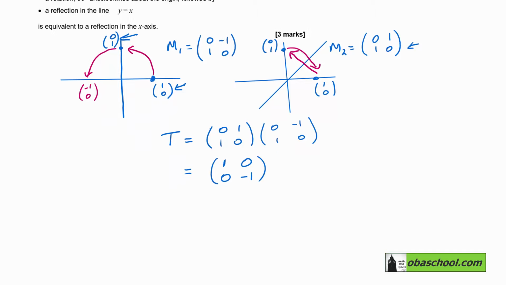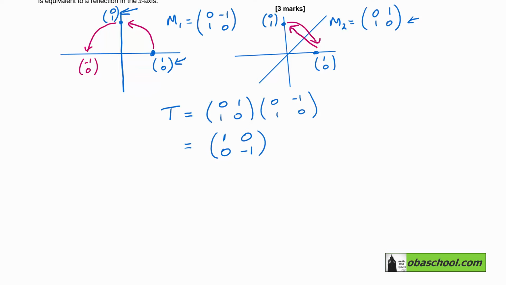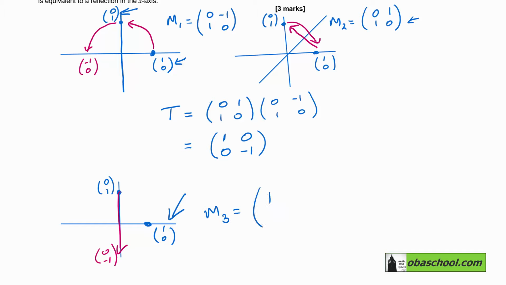Now let's consider what happens when we reflect in the x-axis. So there's 1, 0, here's 0, 1. This one will stay exactly where it is because it's on the mirror line. This one will reflect across down here to 0, negative 1. And therefore the matrix for this one, which we'll call M3, is 1, 0, 0, negative 1, which is the same as that one.